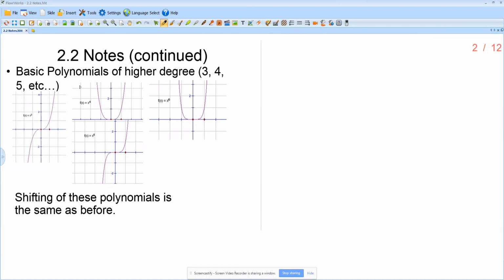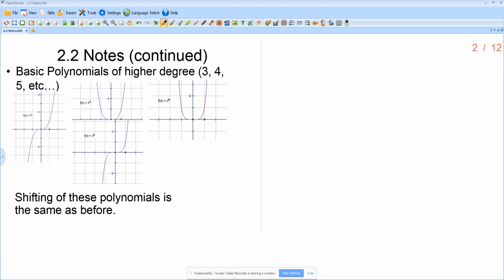Some basic polynomials of higher degree, so 3, 4, 5. Here we have an x cubed graph. Remember, this is one of the ones that you definitely have to be familiar with, but x cubed, you can see that it has that sort of noodle shape. If we look at the x to the 5th, we have that same sort of noodle S shape, but we'll talk about different things that can happen when it's to the 5th as opposed to the 3rd. Notice too, x to the 4th and x to the 6th, they have that same basic parabolic or parabola looking shape.